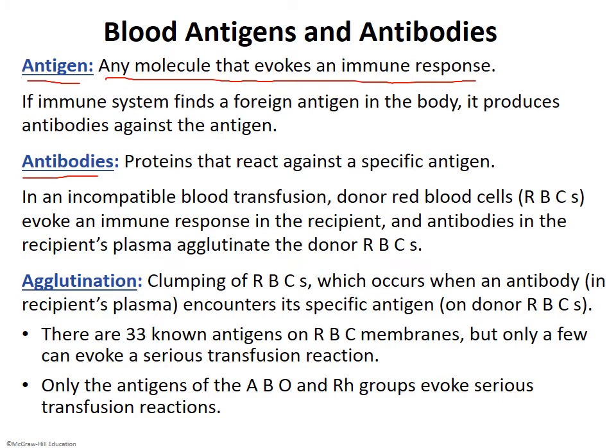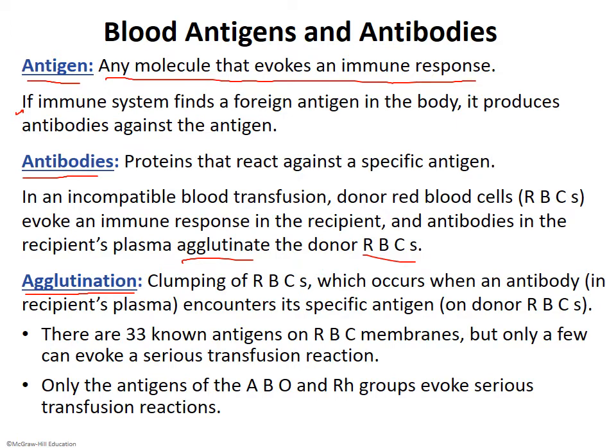Going back, if the immune system finds a foreign antigen in the body, it produces antibodies against that antigen. That's why we call it an antigen-antibody complex. So antibodies are proteins that react against the specific antigen. If an incompatible blood transfusion happens, the donor's red blood cells evoke an immune response in the recipient. The antibodies in the recipient's plasma will agglutinate the donor red blood cells. Agglutination is simply a fancy way of saying blood clotting.